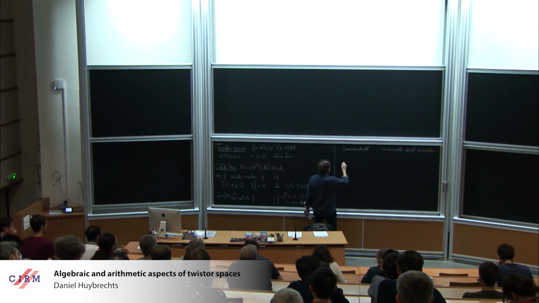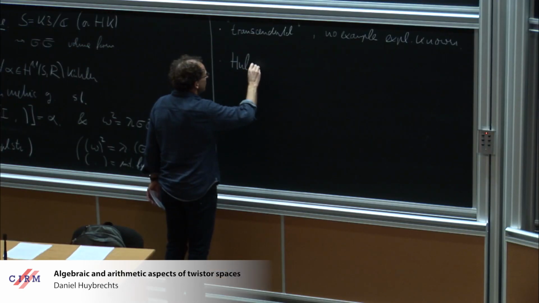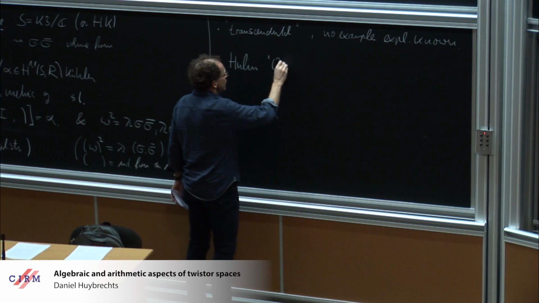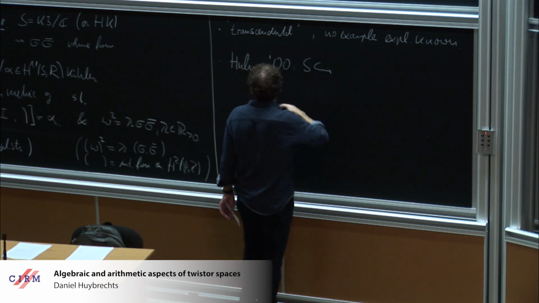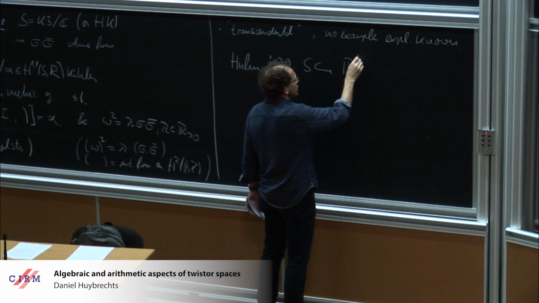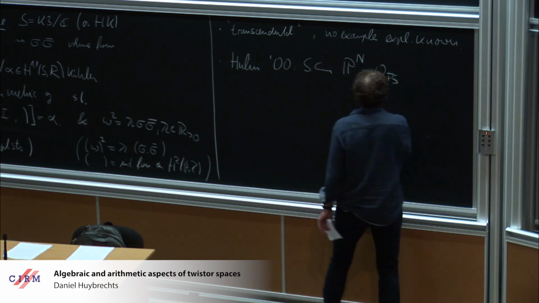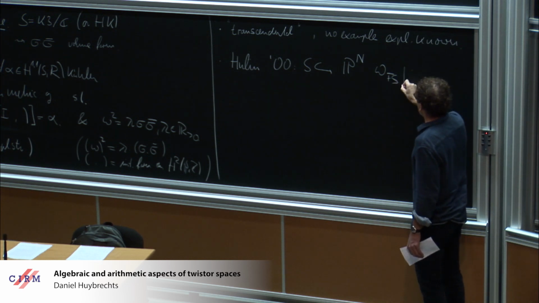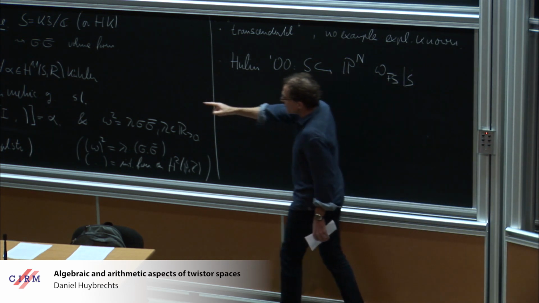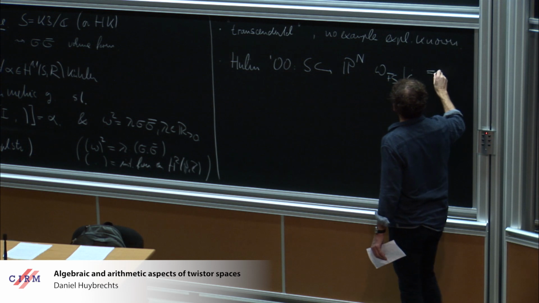And there's a result by Hulin that tells you that will never give you a Ricci flat metric. So if you embed your K3 surface S into some projective space, you take the Fubini-Study Kähler form on the projective space, you restrict it to S. That will never be any of those omegas.